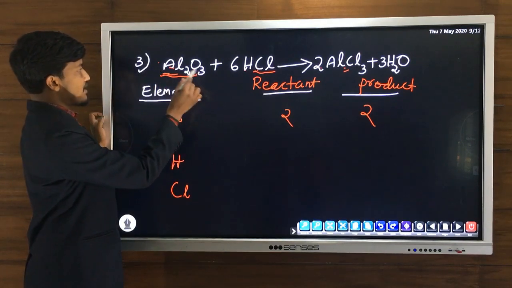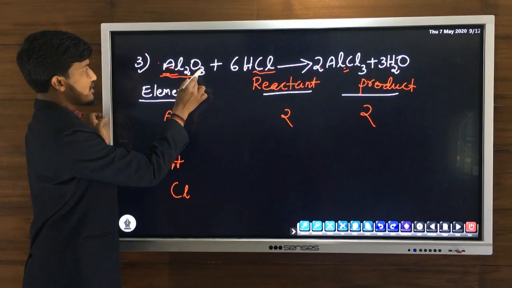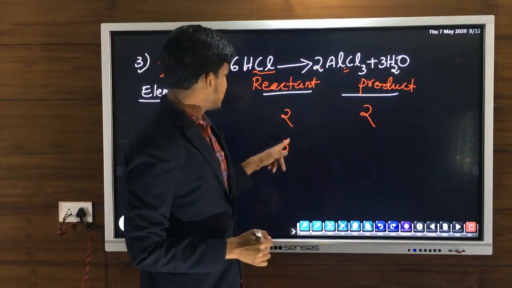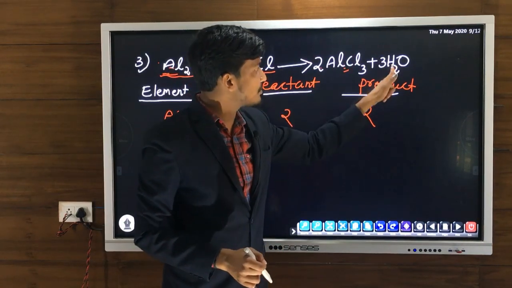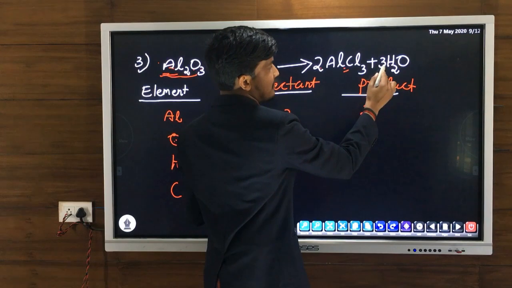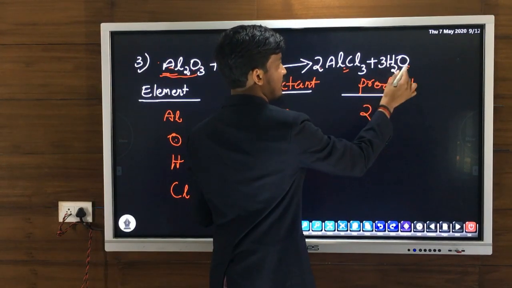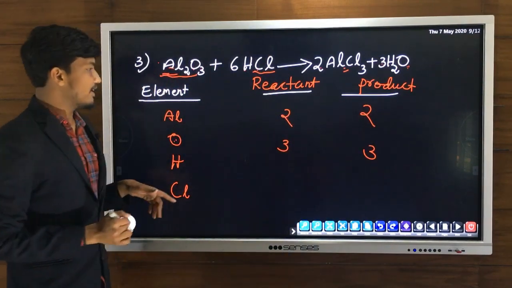Now oxygen. Oxygen on the left side, oxygen is in the first reactant. There is no oxygen in the second. So number of oxygen atoms 3. And on the right side, in AlCl3 no oxygen atom, then where is oxygen? Only in H2O. And 3 into 1, 3 ones are 3. H2O has 1, that is 3 into 1, 3. 3 oxygen atoms on the right side.